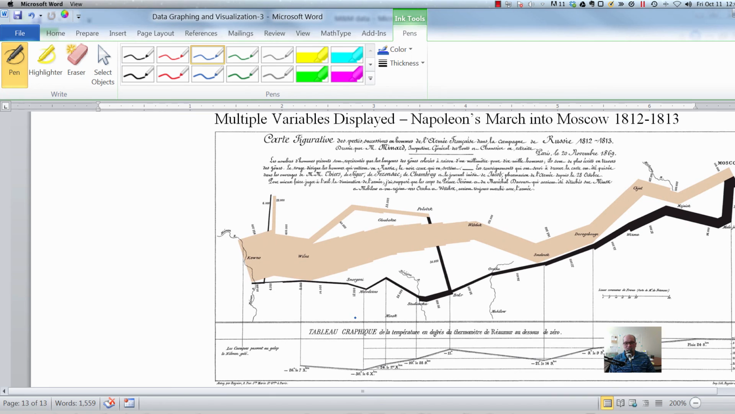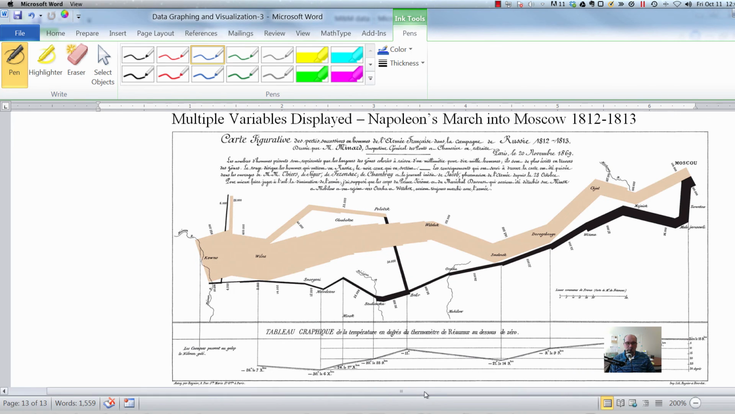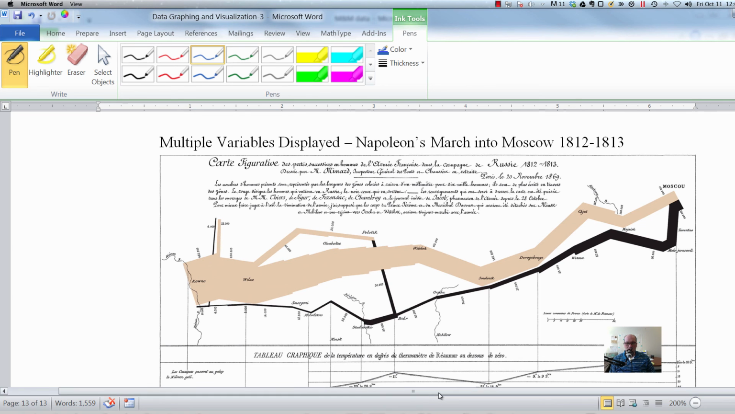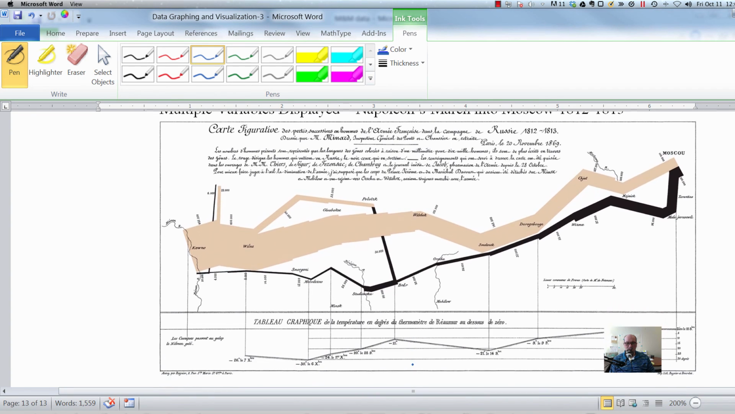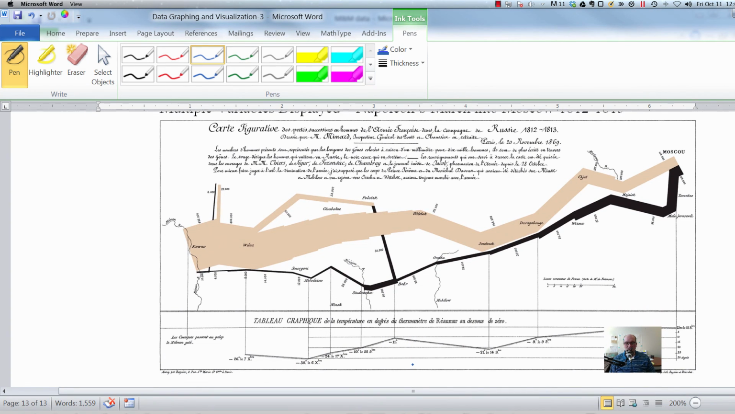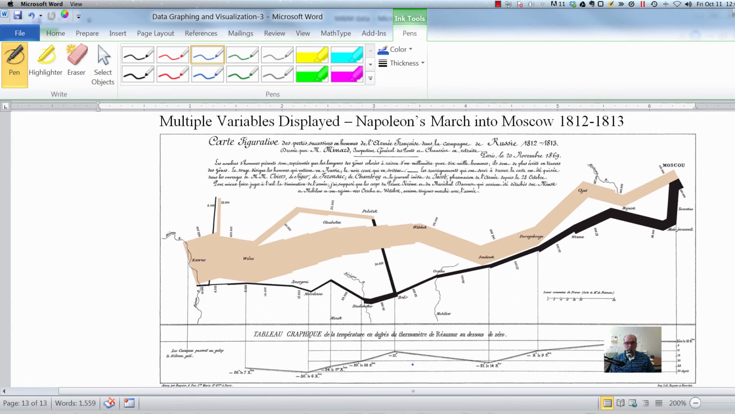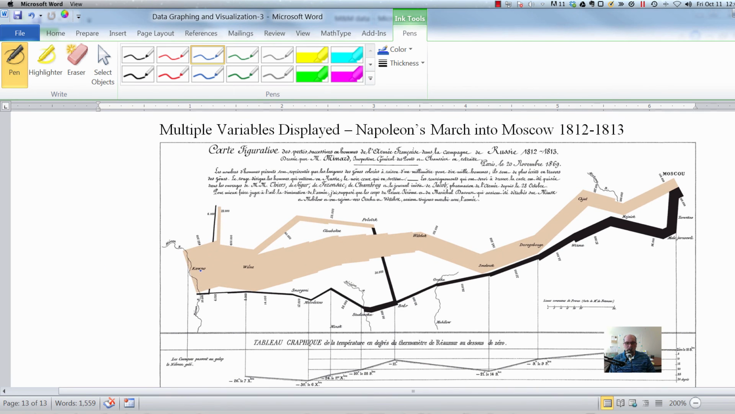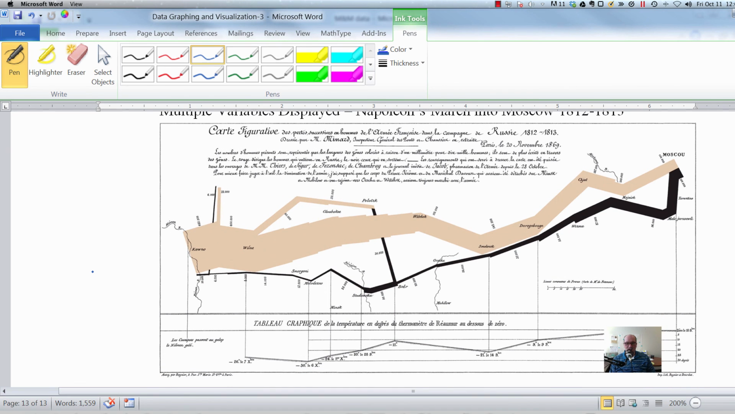All right, so in class I sometimes talk about this kind of famous chart of Napoleon's march into Moscow. So this was during the War of 1812. Napoleon takes a really large army and marches through winter into Moscow, and here's a visual representation of that march.